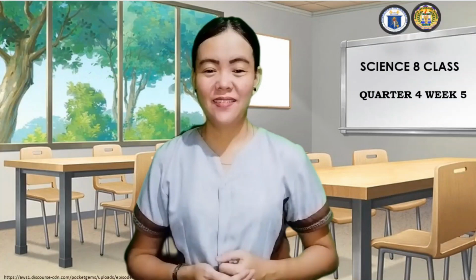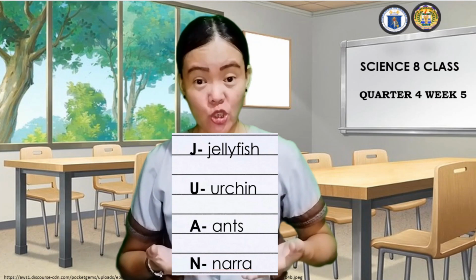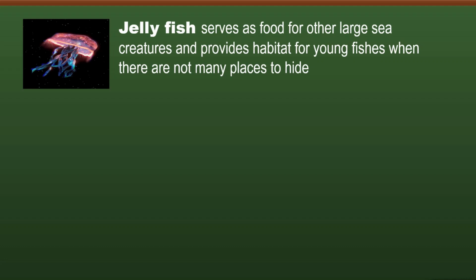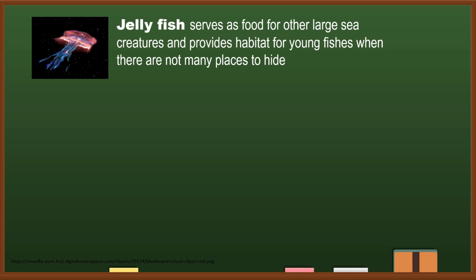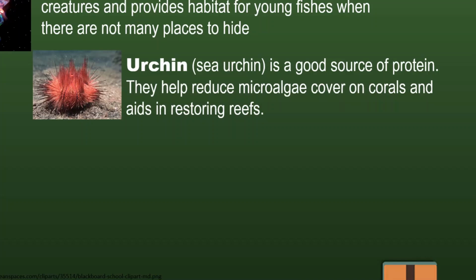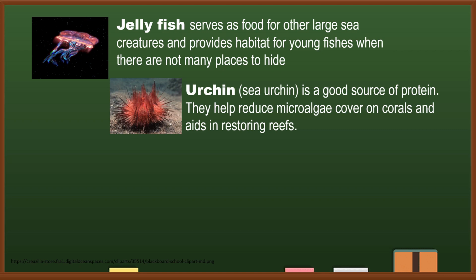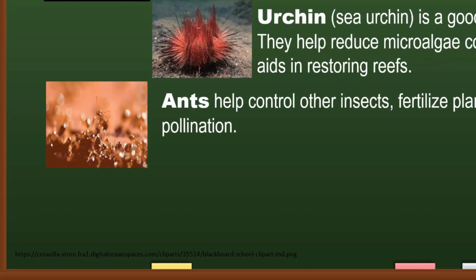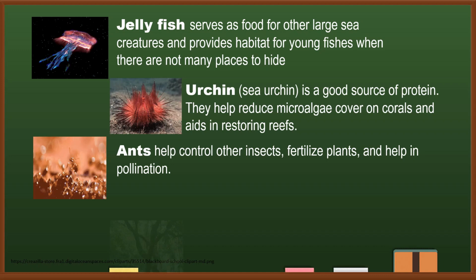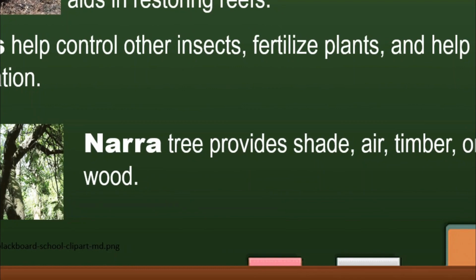Example: J for jellyfish, U for urchin, A for ants, and letter N for narwhal. Jellyfish serves as food for other large sea creatures and provides habitat for young fishes when there are not many places to hide. Urchin or sea urchin is a good source of protein. They help reduce microalgae cover on corals and aid in restoring reefs. Ants help control other insects, fertilize plants, and help in pollination. Nara tree provides shade, air, timber, or wood.